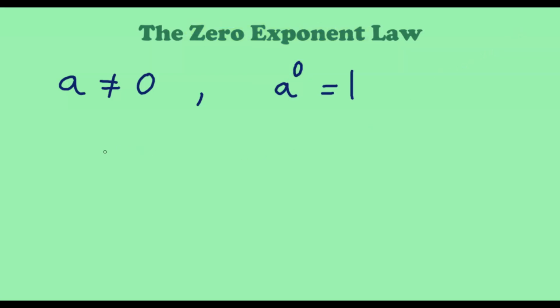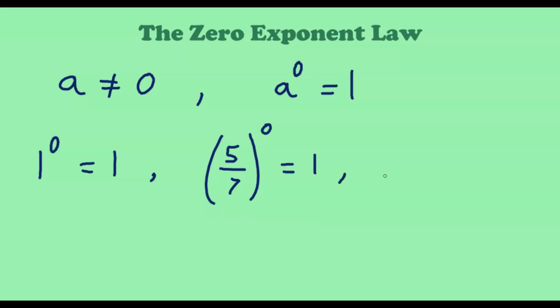So let us consider a few examples. Let us consider 1 to the power of 0. Here we can see that a is 1, and so it is non-zero, and hence 1 to the power of 0 will be equal to 1. Next, let us consider (5/7) to the power of 0. Here the value of a is 5/7, that is non-zero, so (5/7) to the power of 0 is 1. Next, let us consider pi to the power of 0. Here the value of a is pi, and that is non-zero, so pi to the power of 0 will be equal to 1.